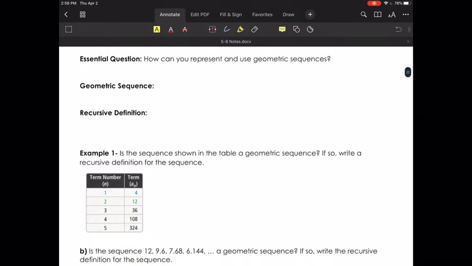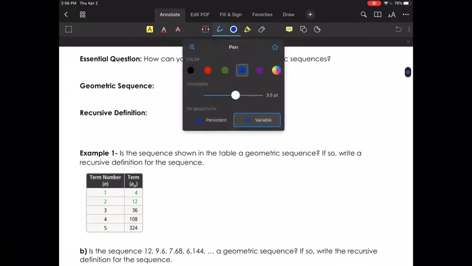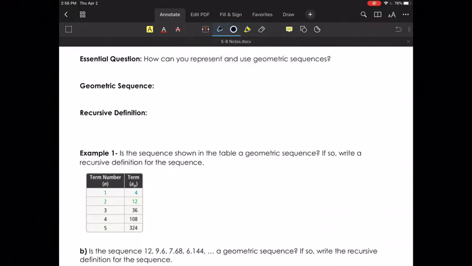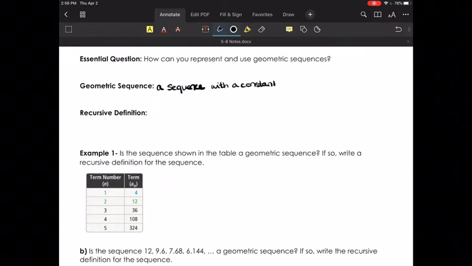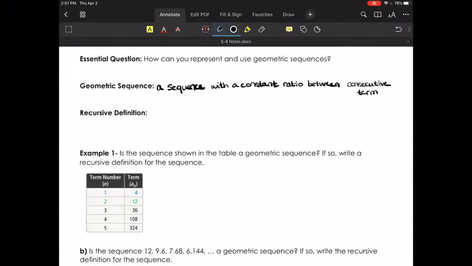So, first of all, what the heck is a geometric sequence? I'll start with your guys' definition. Let me switch to black here. Alright. So a geometric sequence is a sequence with a constant ratio between consecutive terms. So a sequence meaning like 2, 4, 6, 8, for example. That was one of the arithmetic sequences you guys learned last semester because you add 2 every time.